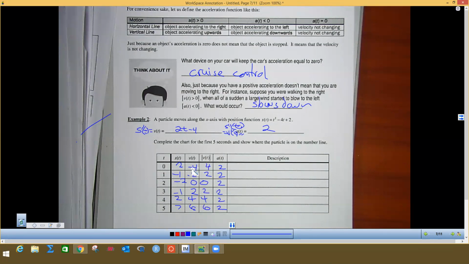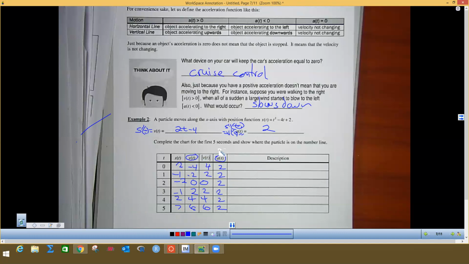Now we're supposed to describe this thing. So what we want to know is, is the particle speeding up or slowing down? Actually, we're not supposed to talk about this yet, it's later, but I'm going to tell you right now. When the velocity and the acceleration are the same sign, an object speeds up. When they're different signs, it slows down.